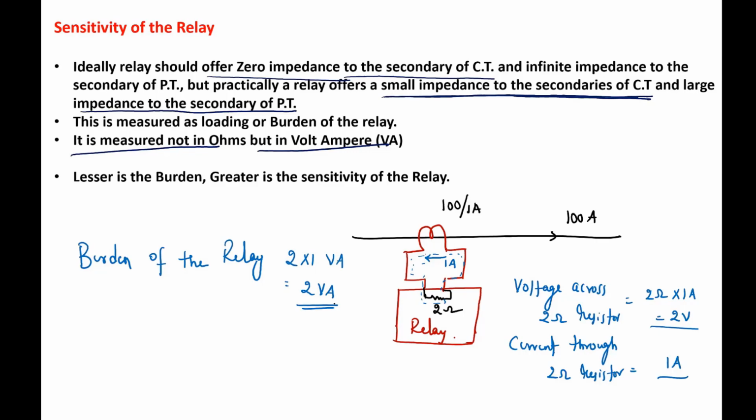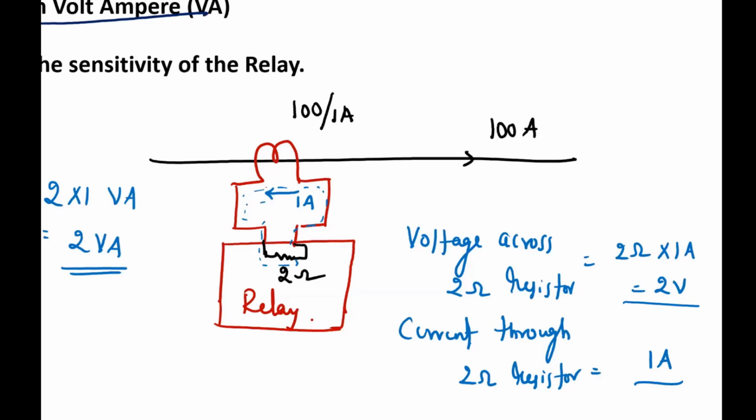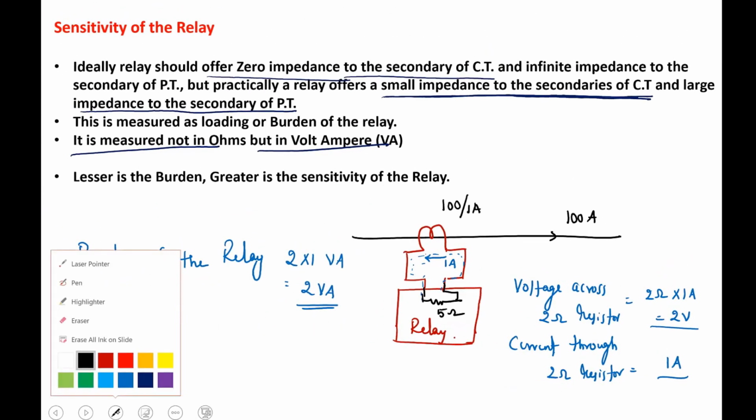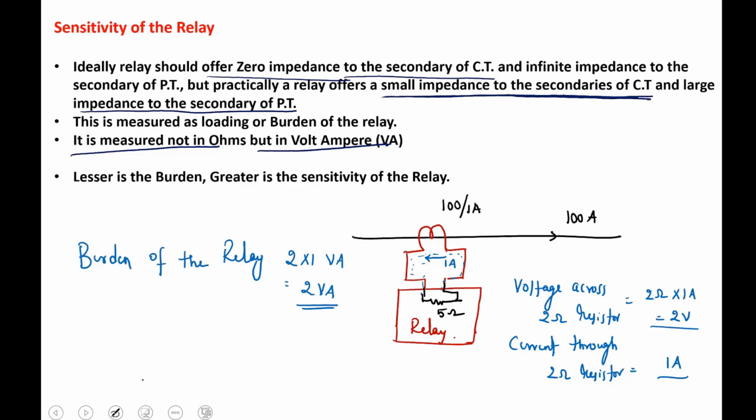Suppose the resistance value is not 2 ohm. Let us say it is 5 ohm. Now calculate and tell me what is the burden for the 5 ohm resistance. How much current will flow? The same 1 ampere will flow. What is the voltage? 5 volt. So the burden is 5 volt ampere.